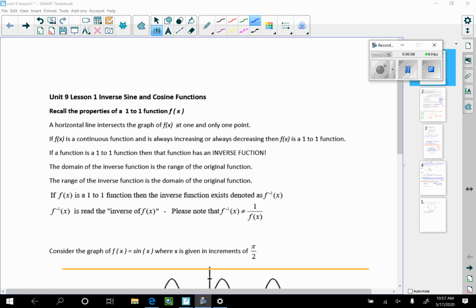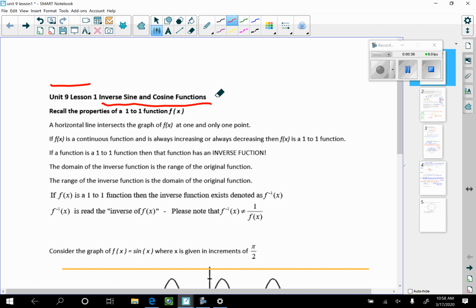I come to you today with a little bit of discussion about Unit 9, Lesson 1, continuing our discussion about trigonometry, specifically sine and cosine functions. Today we're going to talk about the inverse of sine and cosine functions. I think today we're just going to get to the inverse of sine. Tomorrow we'll talk about the activity, Unit 9, Lesson 1 activity that deals with the inverse of cosine.